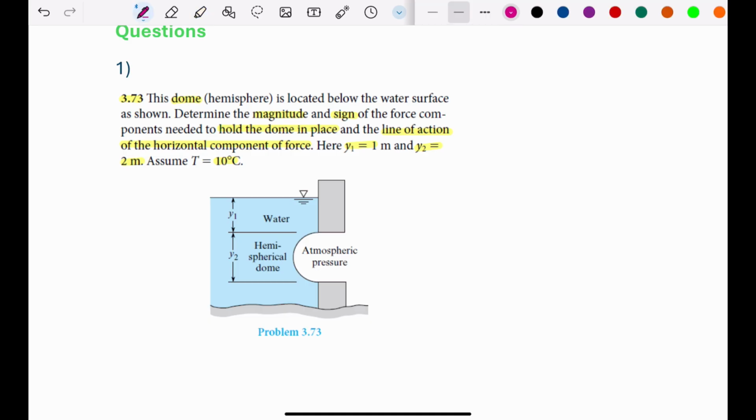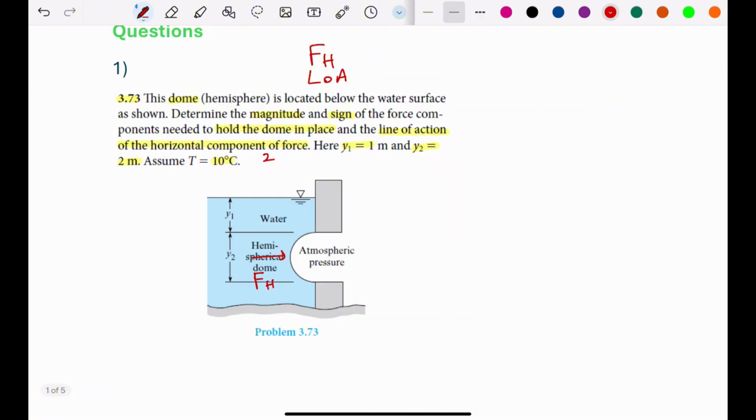Okay, so let's get started with what we need to get in this question. According to the question, we need to find the horizontal force and its line of action. So we can say we will have FH, and this is for the second part of the question. And for the first part, it says we need to hold the dome in place.